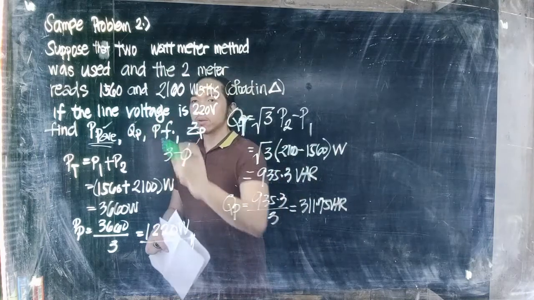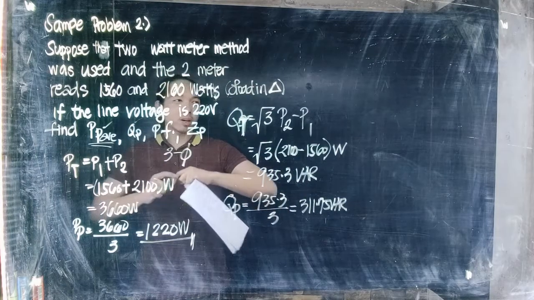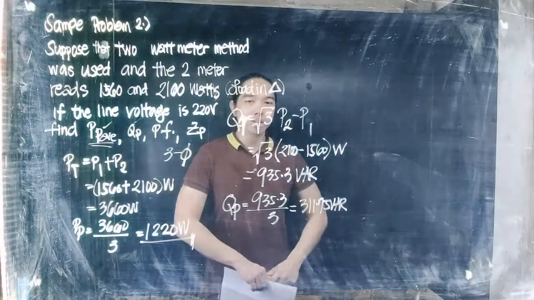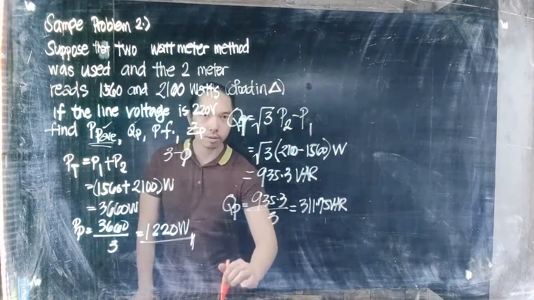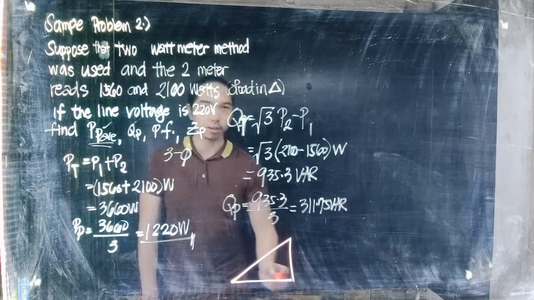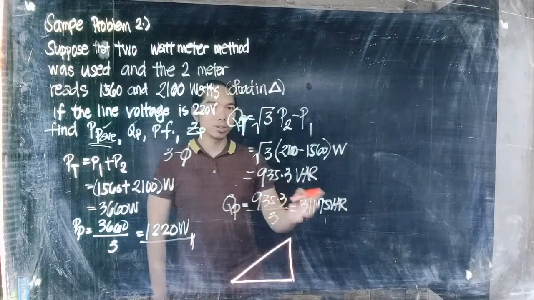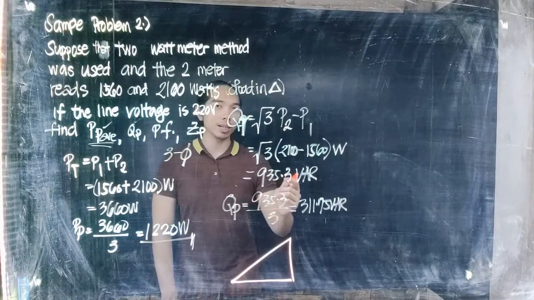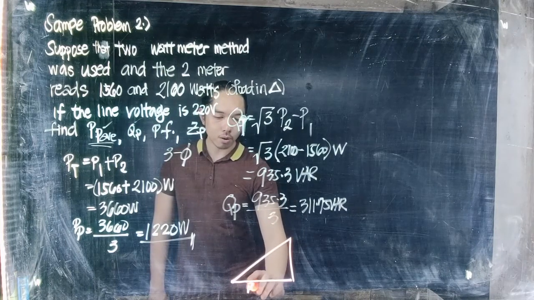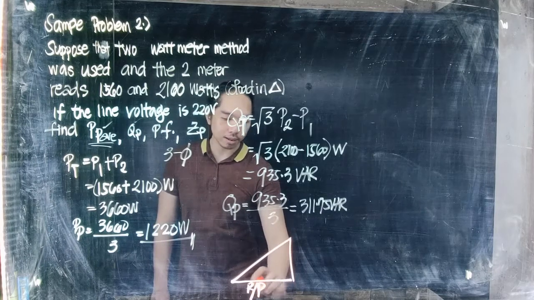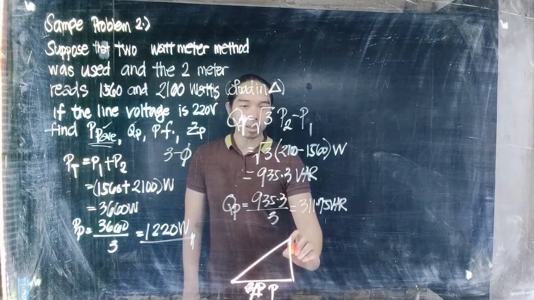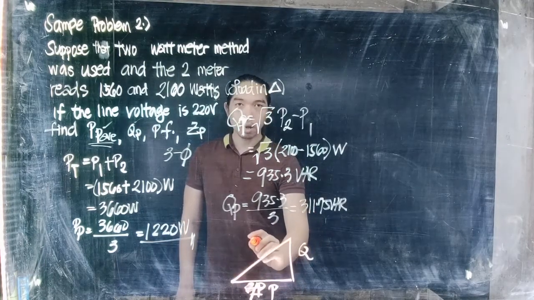What's next? We need to solve for the power factor. Recalling how we solve power triangles, suppose we draw again a triangle here. I can't write it well because of my camera. Here is the real power, P. Here is the reactive power, Q. And this is the apparent power, S.